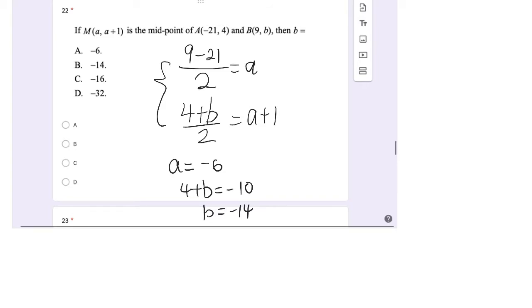For this problem, it is about the midpoint theorem. So you can see that this point actually is the midpoint, so you add up these two coordinates, then divide by 2, and you will have A. And then for the second one, it will be 4 plus B divided by 2, which equals A plus 1. So we have to set up the equation, find out the value of A first, and then the value of A plus 1, and then you can solve for B.